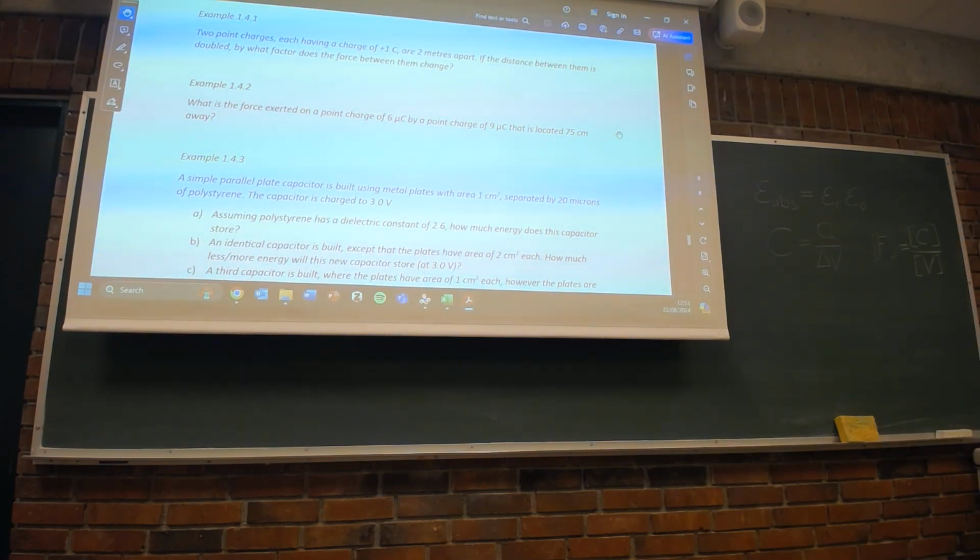Okay. So two point charges each have a charge of 1 coulomb, and are 2 meters apart. If the distance between them is doubled, by what factor does the force between them change? Okay. Does anyone know? Yeah? 4. Factor of 4. So why? Because it's squared. The force is squared. It's an inverse square law.